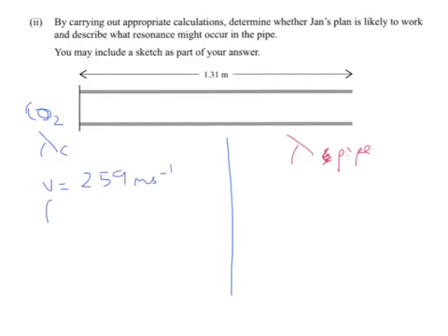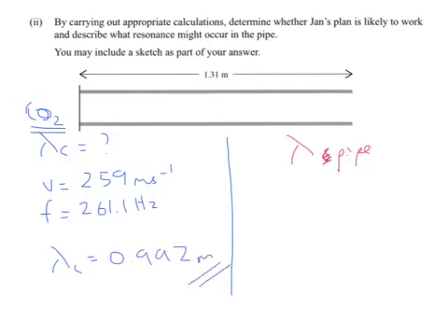Our frequency is still the same, 261.1 Hertz for middle C. And we're going to work out our wavelength. So just v equals f lambda will give our wavelength of middle C in carbon dioxide as equal to 0.992 meters. So that's quite a bit different from the 1.31 meters that we found earlier in air.